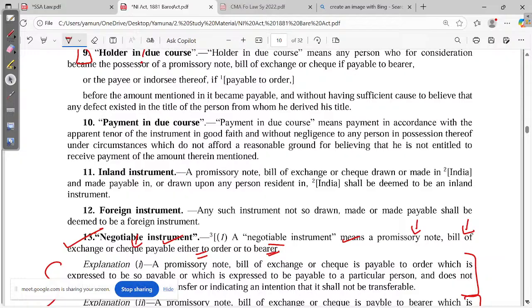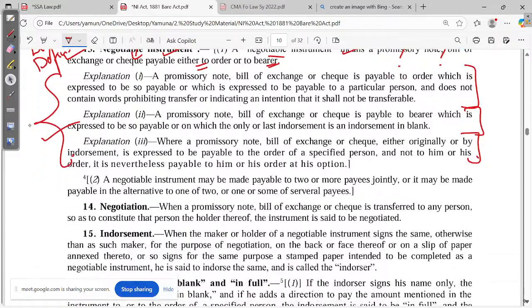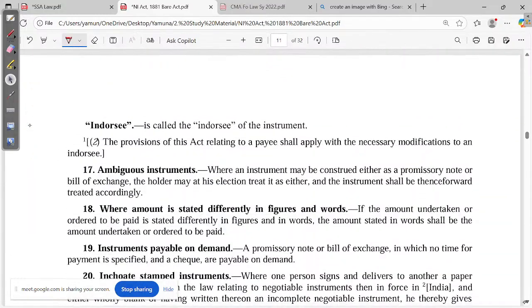Then you have done with 13, right? 13 is, yes, please make a note of it. Negotiable instrument. Actually, this is a listing definition. Listing means it lists them one by one. See, it does not define what a promissory note is, or what a bill of exchange is. They are actually listing it. Okay. Then this will be sufficient.